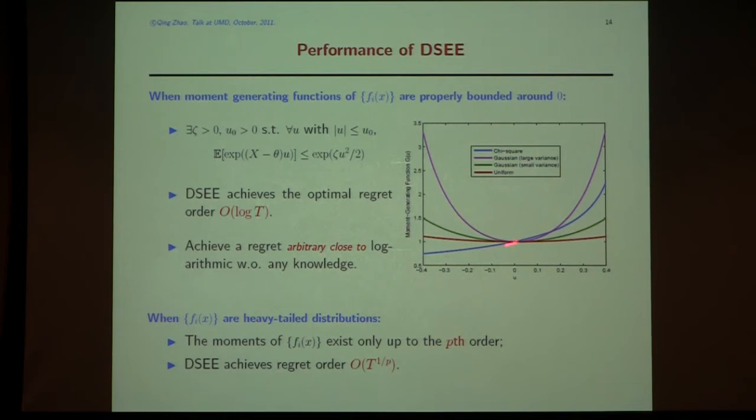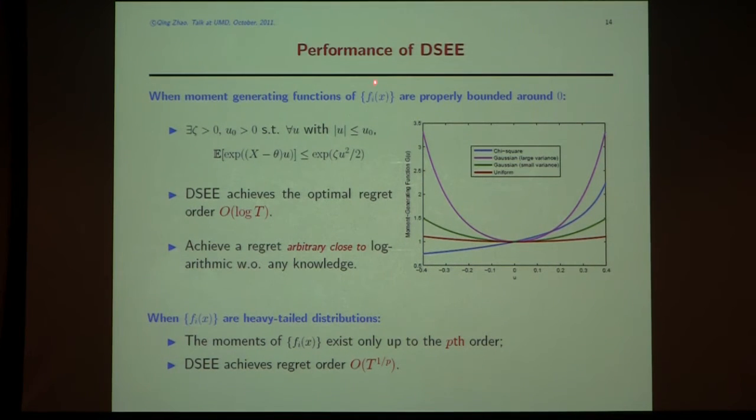Here I draw some examples to show how general this condition is. What's the class of reward distributions we can handle to achieve log regret using our policy? All the reward distributions that can be handled by the classical policies, we can handle. All satisfy these conditions. Theta here is still the mean.